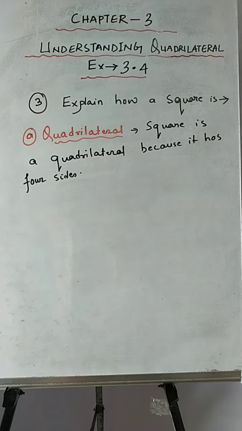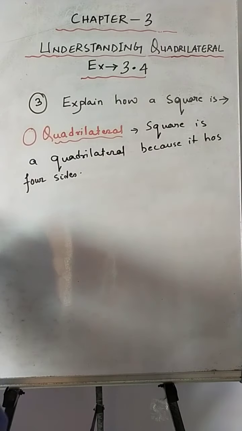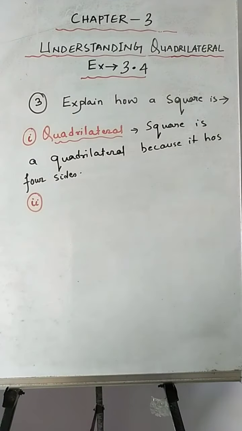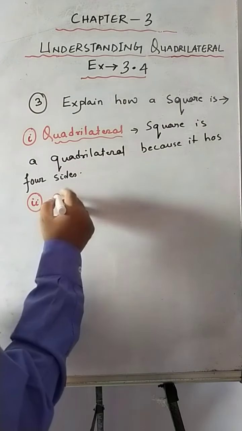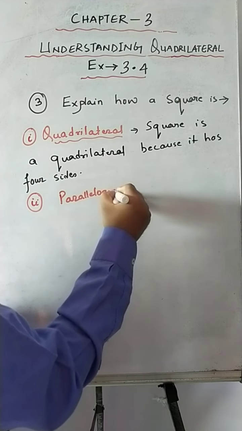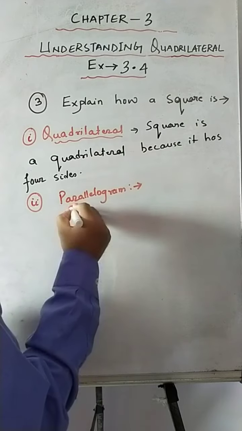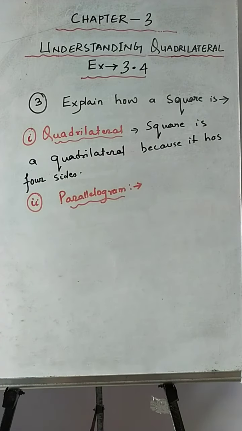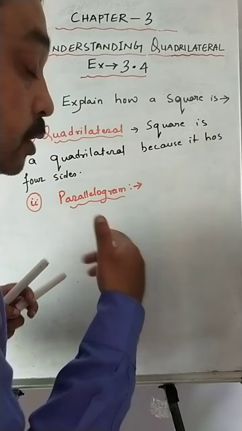Now let's move on to sum number 2. Now let's see what is there in sum number 2. Why is a square a parallelogram? Again we have to know the properties of a parallelogram first. In a parallelogram we have studied that the opposite sides are parallel and equal, and the opposite angles should also be equal. So if these are the properties which match with the square, so in a square what happens?